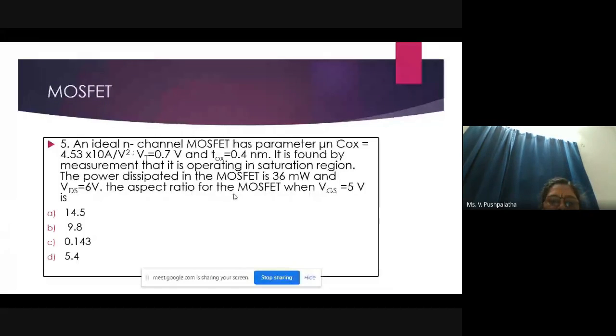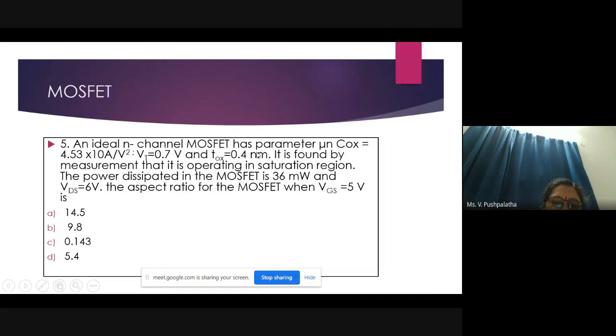But see, you have to notice one thing here. They have given Tox equal to 0.4 nanometer. Here there is nothing to do with the 0.4 nanometer. They have given the mu n Cox value directly. In case they had not given the Cox value, then you have to find Cox equal to epsilon ox over Tox, the thickness of the oxide layer, right?